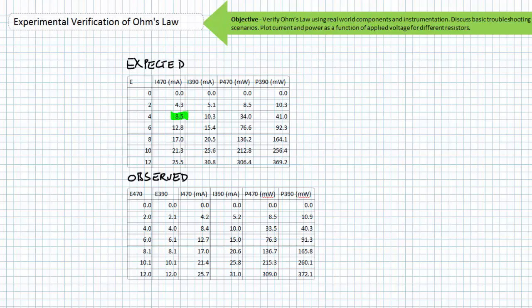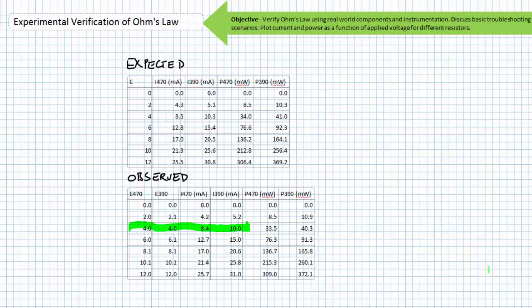At 4 volts, we'd expect a 470 ohm resistor to draw 8.5 milliamperes of current, and it did draw 8.4 milliamperes of current. At 6 volts, we'd expect a 390 ohm resistor to draw 15.4 milliamperes of current, and we observed 15. There are some slight inaccuracies, but as a whole, our hypotheses seem to be verified.